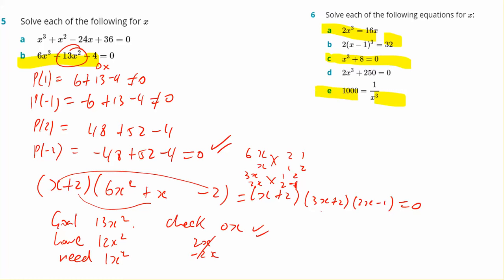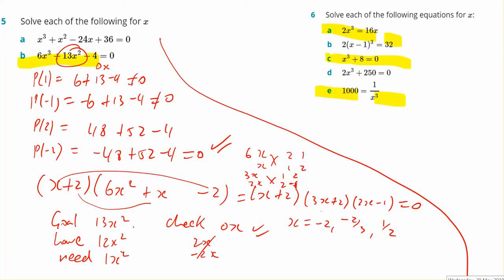Well, we're solving this equation, meaning we want this to equal 0. So our solutions are x equals -2, -2/3, and positive 1/2. So that's done. For question 6, it's again solving the equation.